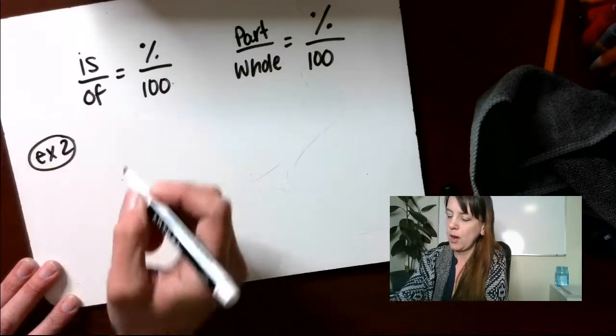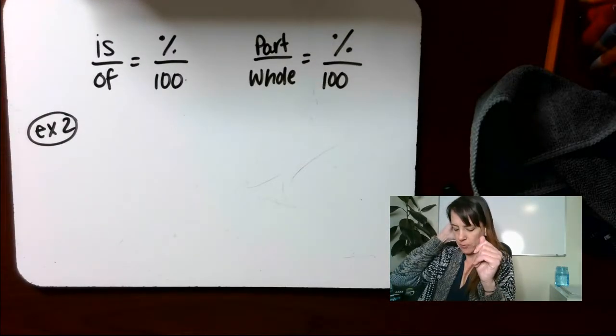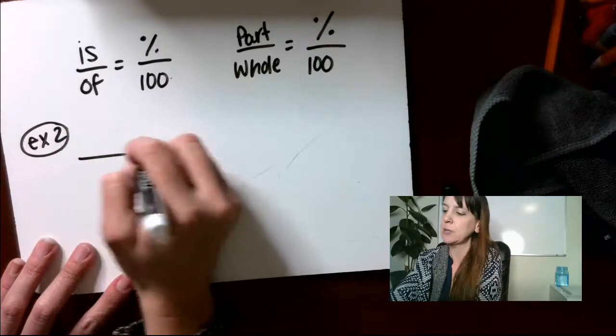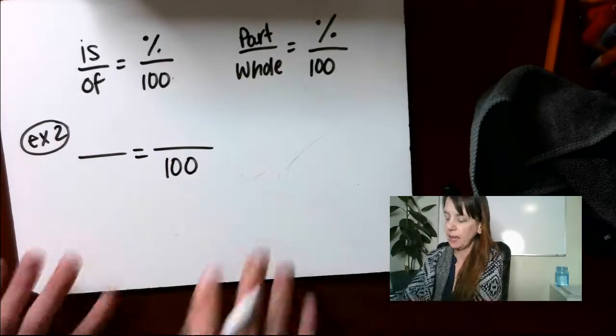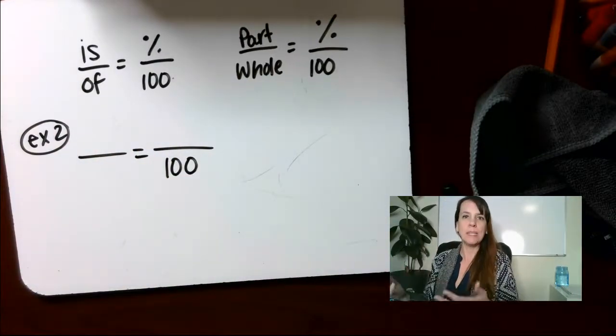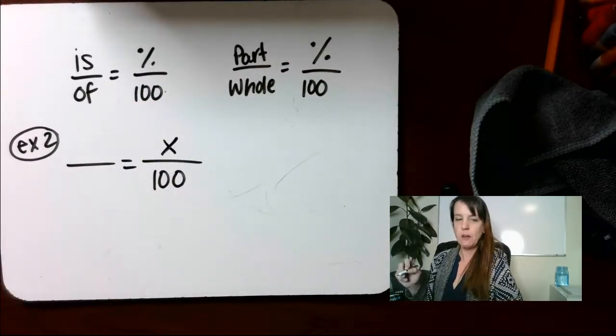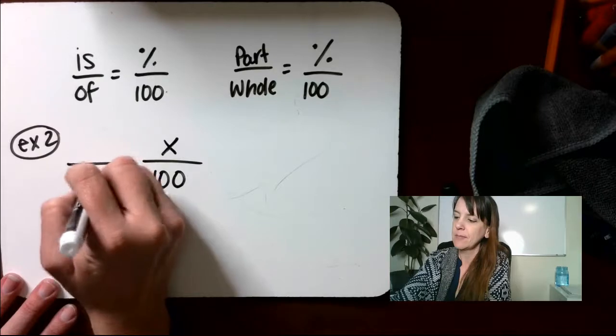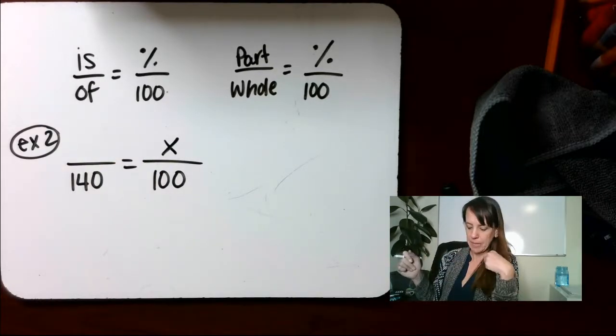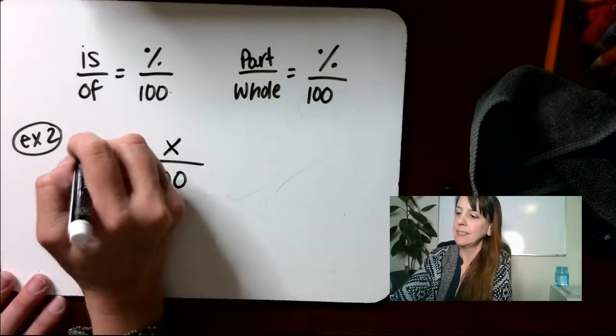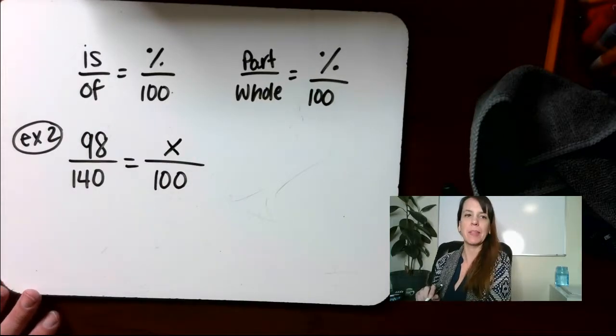Example 2. What percent of 140 is 98? Well, we see it's a percent problem. Let's do our setup, okay? What percent? What means X? And so X percent. So we're going to be looking for our percent. Of 140 is 98. Bam, there we go. Let's do it.